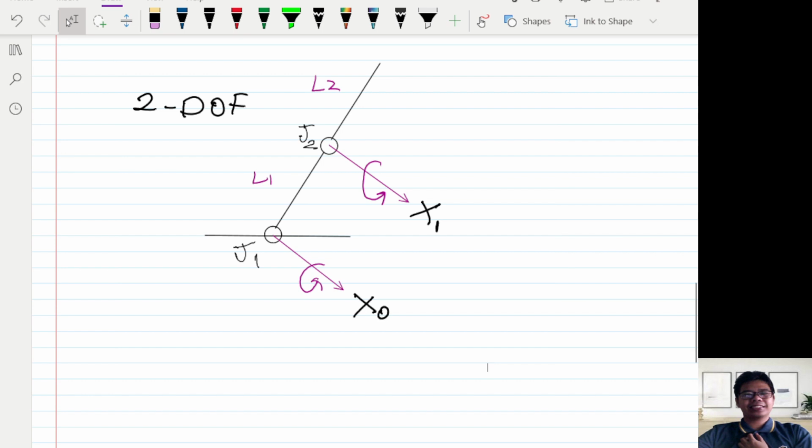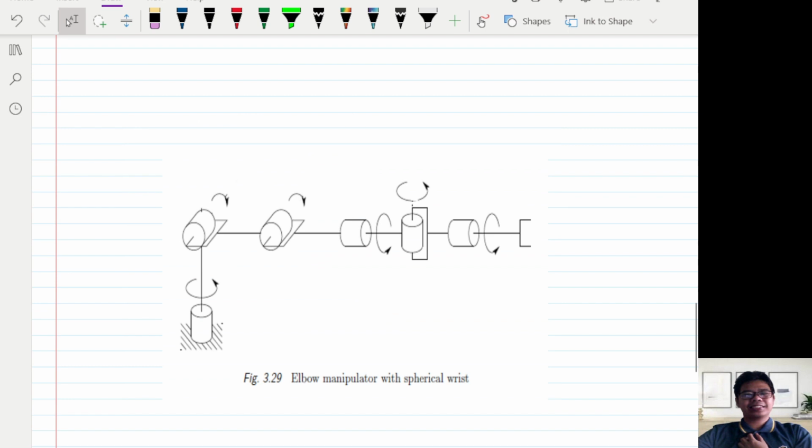On the other hand, a spatial manipulator operates in full 3D space, offering 6 degrees of freedom. This is the kind of freedom you'd find in many industrial robots capable of complex movements in all directions. This is an example of a spatial manipulator, and it has 6 degrees of freedom, an ideal spatial manipulator.